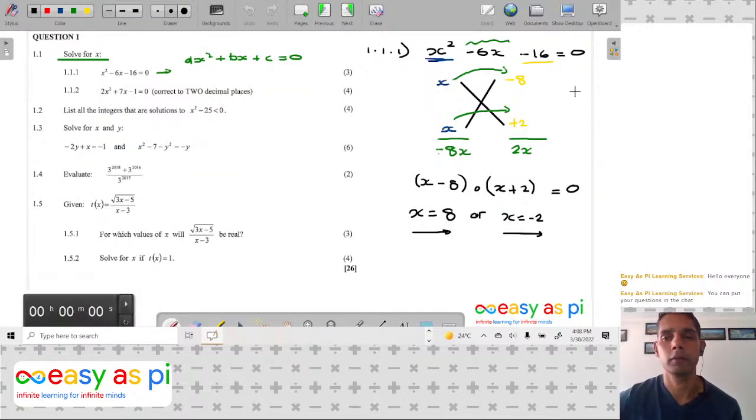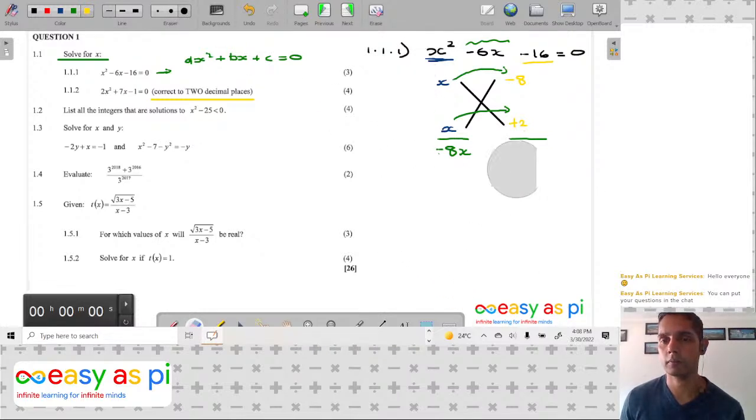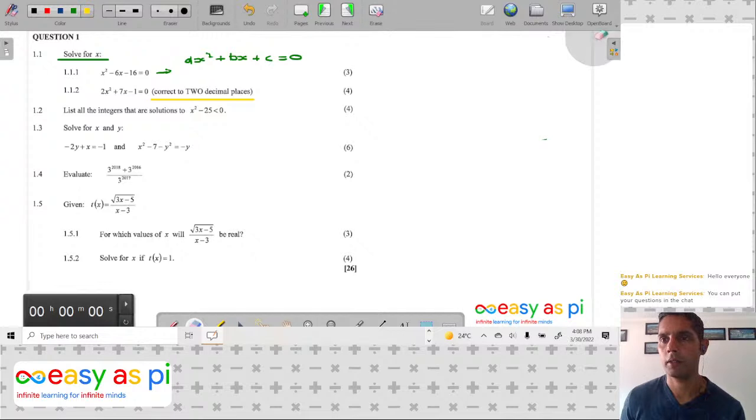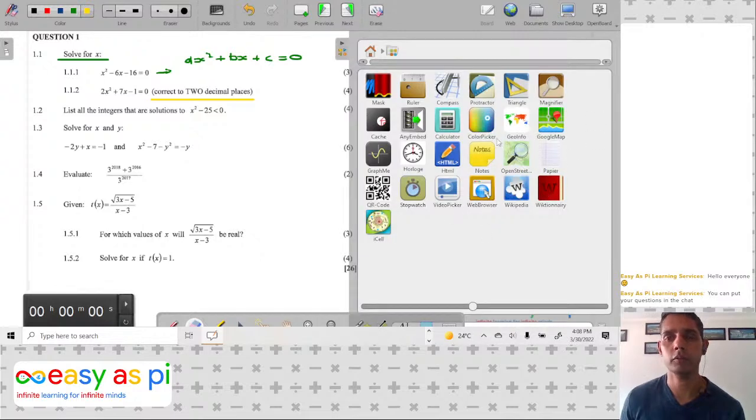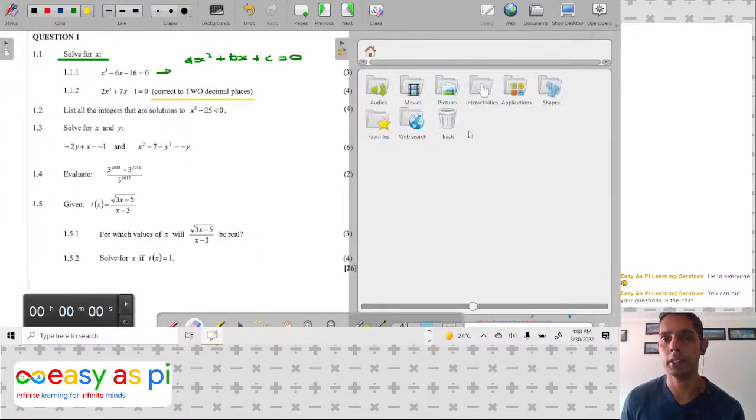All right, now, sometimes the cross method doesn't always work. And the clue, usually, to use the quadratic equation is to solve correct to 2 decimal places, right? So that's what we're going to look at next. So we have this, that is done. And without further ado, we can erase this and go for the next one. But I want to give you some help.